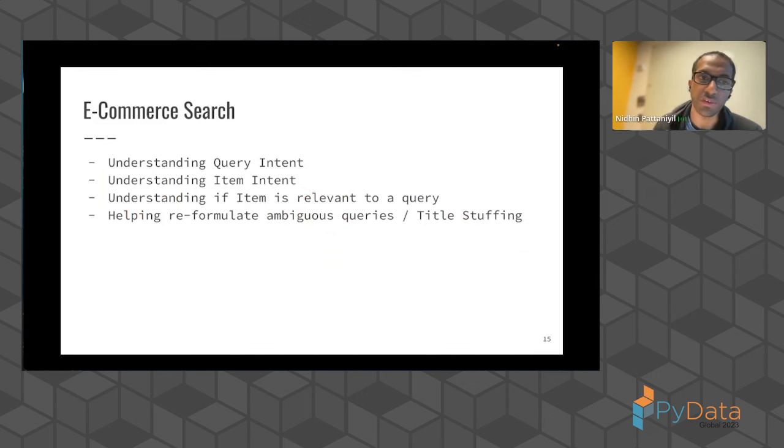Just reiterating the 4 problems that we talked about. The first is understanding the intent of a user's query, then understanding the intent of an item, then understanding if a query and item pair is relevant, and for cases where you have ambiguous queries or the item title suffers from a lot of title stuffing, how can you match those intents?